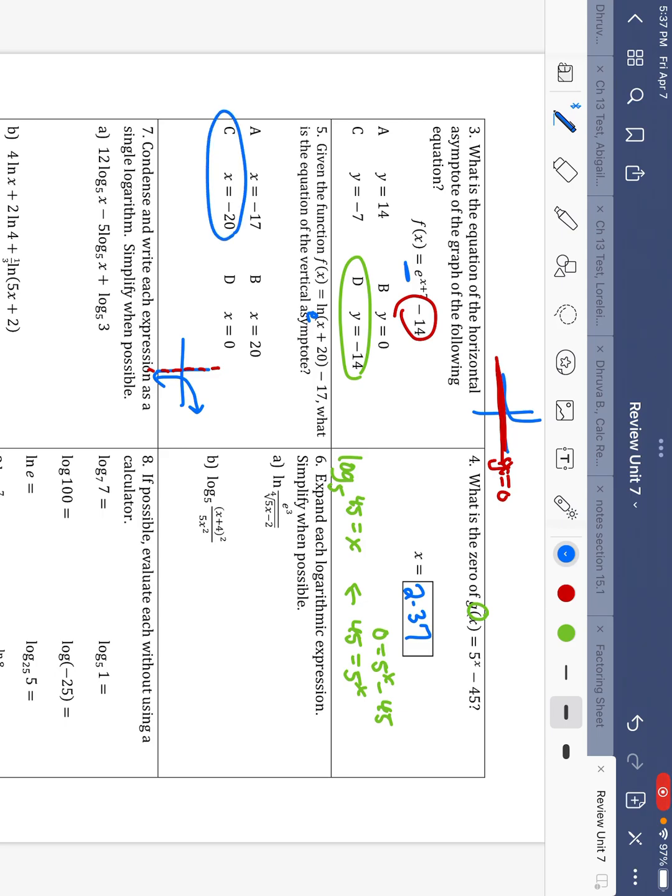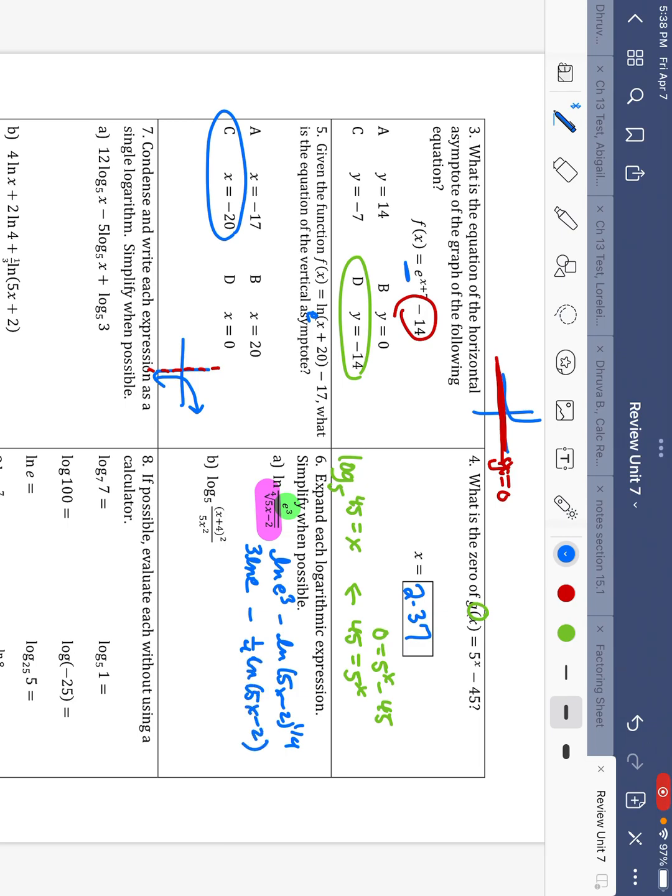All right, for number 6, I'm going to be expanding this. And so notice here, I have one thing on top and I have one thing on bottom. So I'm going to have two logs. So I'm going to have ln of e to the third minus ln of the fourth root, which I'm going to write as 5x minus 2 to the 1/4. Now this 3 can come out front. So 3 ln e minus 1/4 ln of the 5x minus 2.